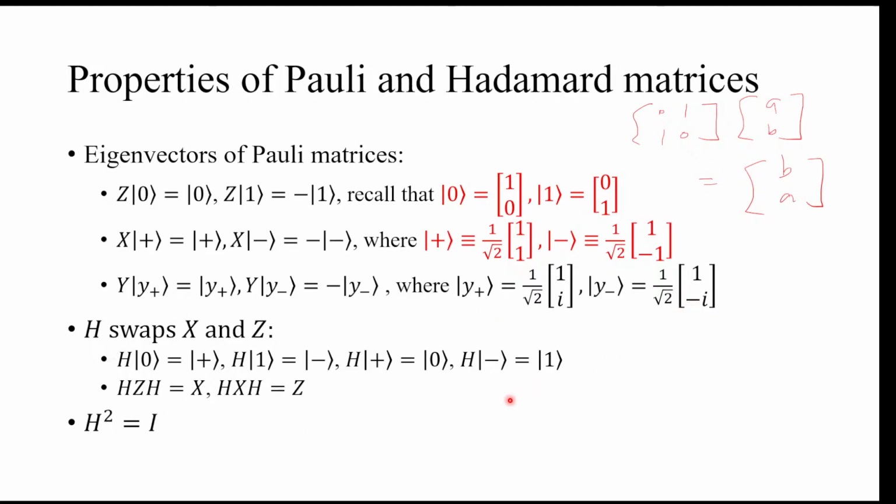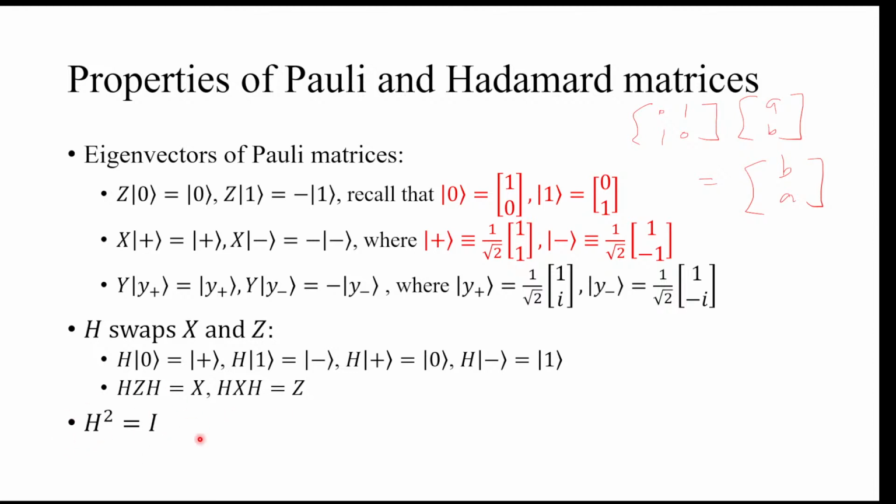And the important thing about Hadamard is that Hadamard will swap between X and Z, in two different ways. First, if you apply Hadamard on an eigenvector of X or Z, it becomes an eigenvector of Z or X. So Hadamard on 0 becomes plus, Hadamard on 1 becomes minus. If you do Hadamard on plus, it goes back to 0, Hadamard on minus goes back to 1. And also if you sandwich Z or X with Hadamard, it becomes X or Z. So HZH becomes X, and HXH equals Z.